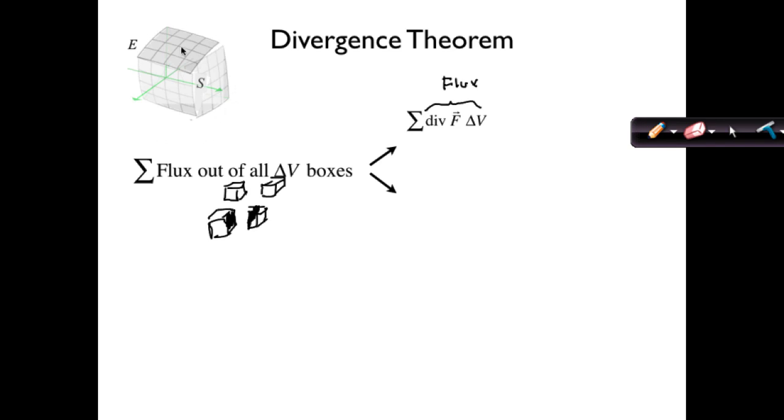Yeah, it'll be the flux out of S. Do you see that? Because all the interior sides will share a face and have equal and opposite flux. That flux will cancel out. And so when you sum them all up, you'll get what? The flux out of S. Well, what's that? The flux out of S, how do we calculate that?